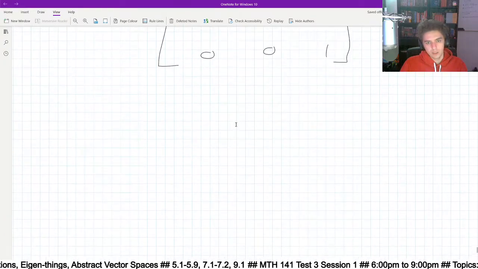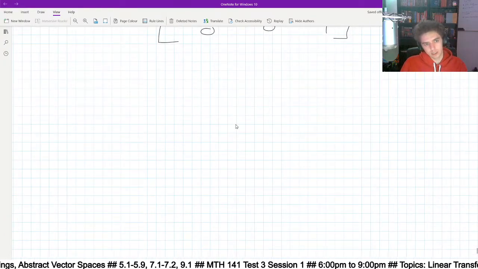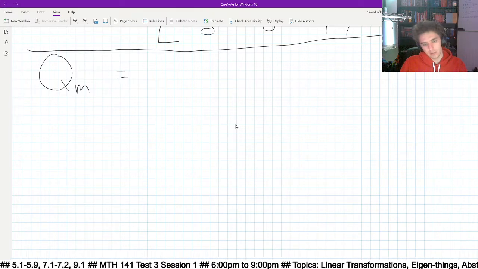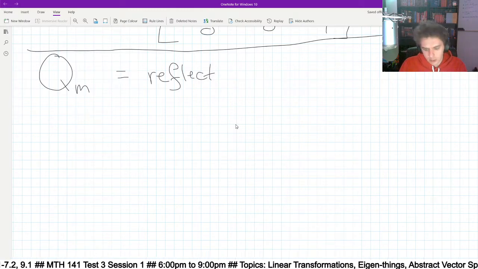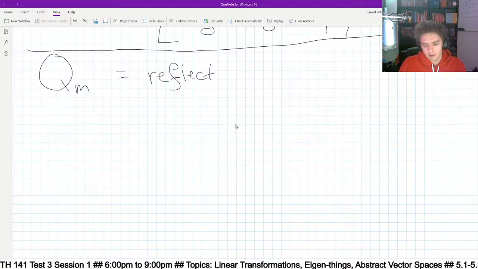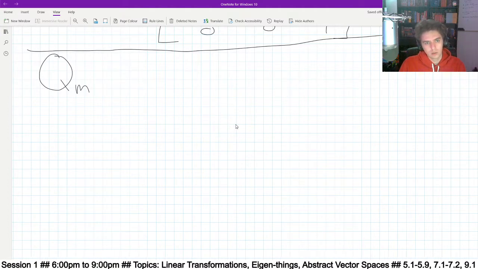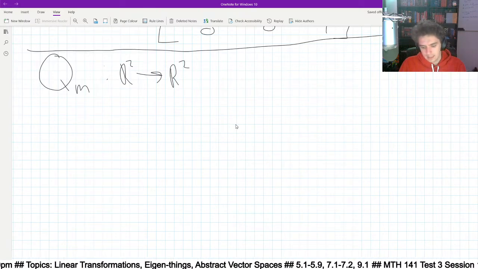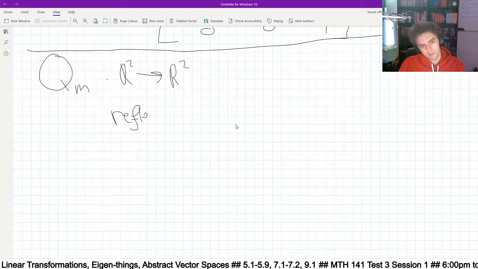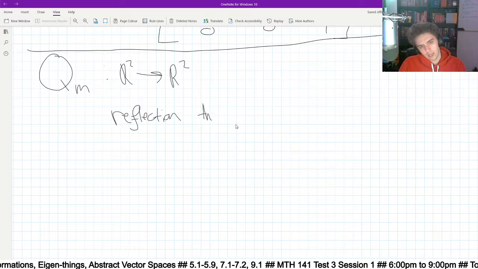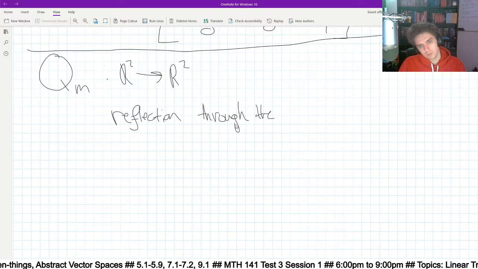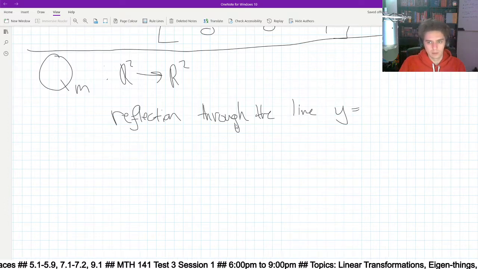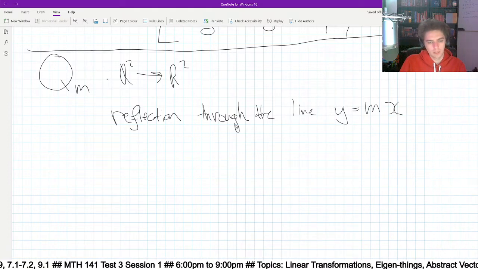Thank you. So the next important thing from this section is QM. It's a different transformation. QM is a reflection. It's an R2 to R2. Does it have to be R2 to R2? I think it does. So QM, which goes from R2 to R2, is a reflection through the line y equals mx. Write it a little nicer. Y equals mx. So it's that reflection.